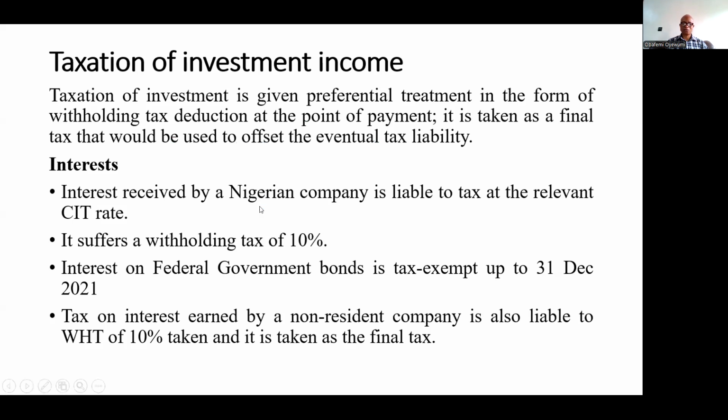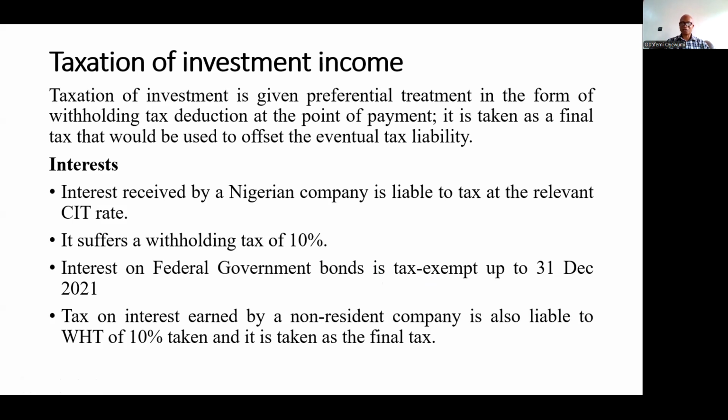Okay, so let's look at interest, for example. Interest received by a Nigerian company is liable to tax at the relevant CIT rates, but then it must suffer withholding tax. Interest on federal government bonds is also tax exempt up to 31st December 2021. But tax on interest earned by a non-resident company is liable to withholding tax of 10%, and is to be taken as the final tax at the end of the day.